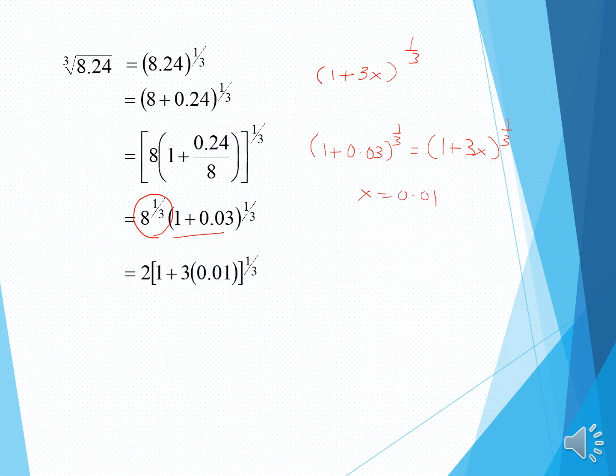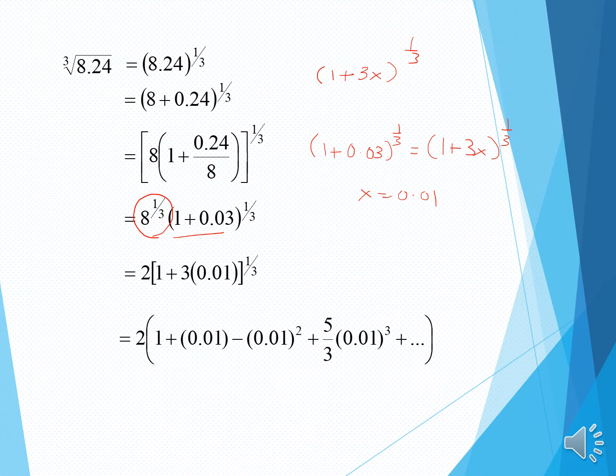So next, substitute x equals 0.01 into the binomial expansion, simplify, and the answer is 2.01980 correct to 5 decimal places.